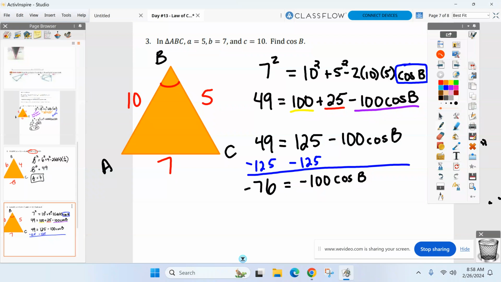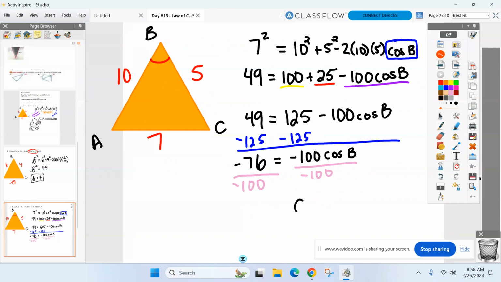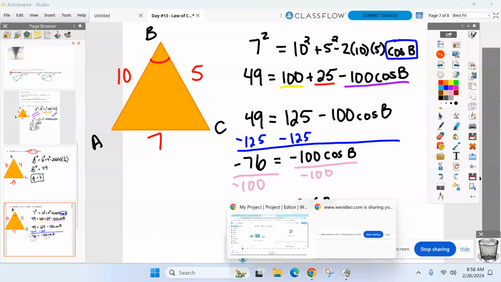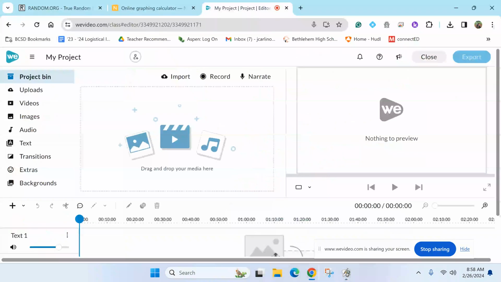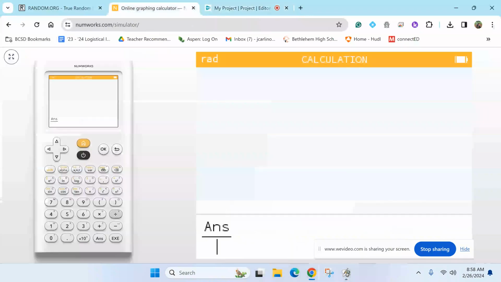All right, almost there. Remember, we're solving for cosine B. How do I get the negative 100 out? Yep, divide it out. And now we'll know the cosine ratio, the cosine ratio coming from angle B. So what I got? Negative 76 over negative 100.